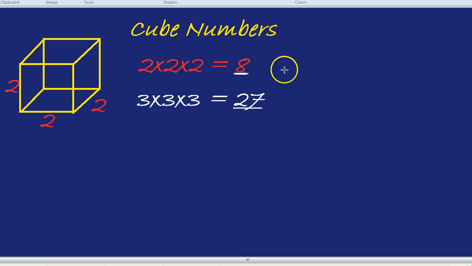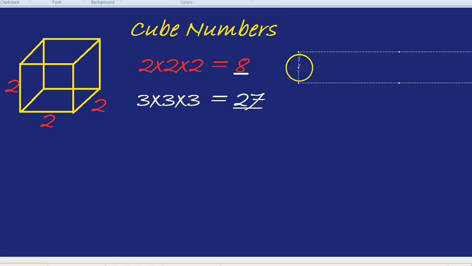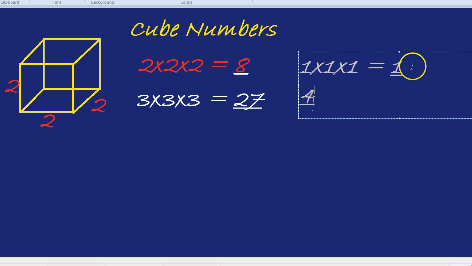There's 6 cube numbers that I would really like you to know, and they are 8, 27, then 1 times 1 times 1, which equals 1. So 1 is another cube number. 1 is also a square number, so 1's quite powerful. Then 4 times by 4 times by 4, which is 4 times by 4 is 16. 16 times by 4 is actually 64. So 64 is a cube number. 64 is also a square number. Again, 64 is pretty darn powerful.